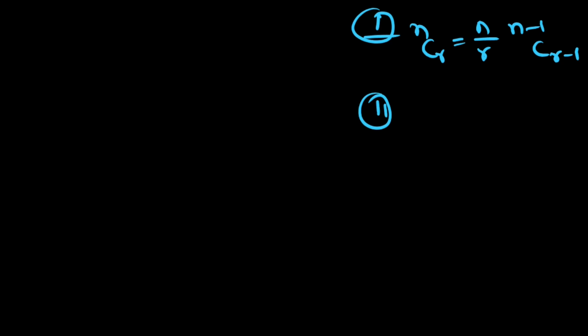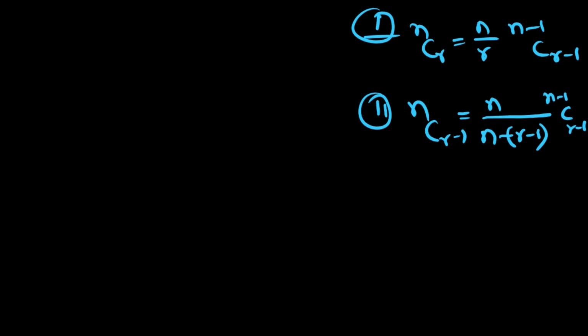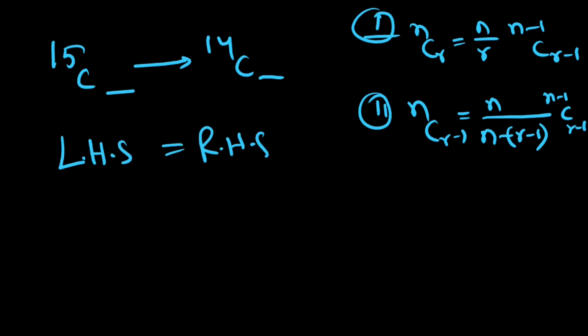So overall, in this question we used two identities. The first identity is nCr equals n over r times n minus 1 C r minus 1, and the second identity we use here is nC r minus 1 equals n over n minus r plus 1 times n minus 1 C r minus 1. These two identities are used in this question. Using these two identities we convert 15C something to 14C something. Then we match left hand side equal to right hand side, and we got the value of alpha, and the value of 30 alpha is equal to 32.